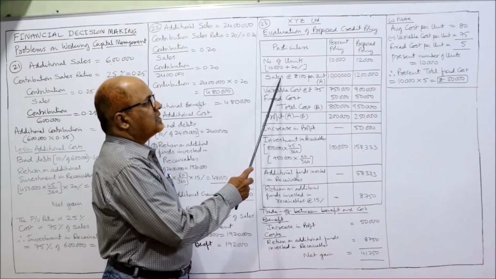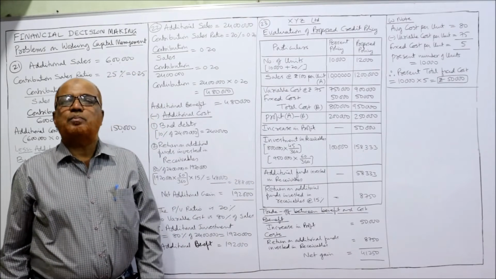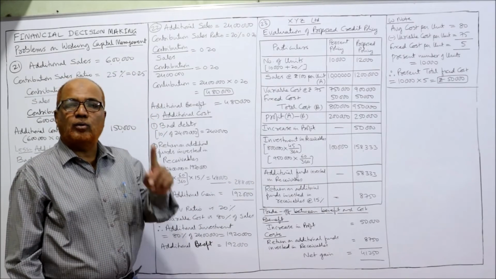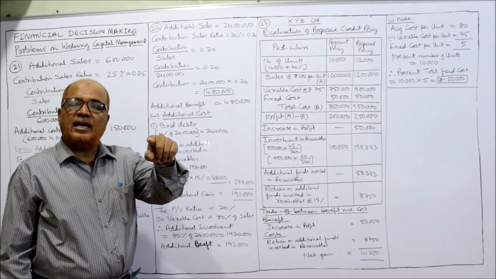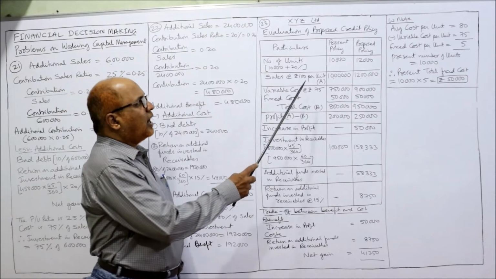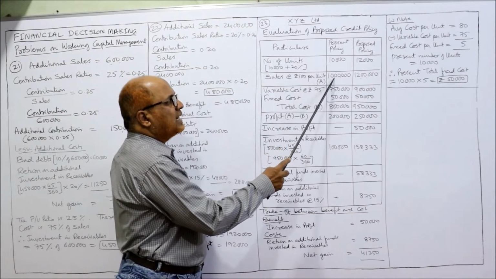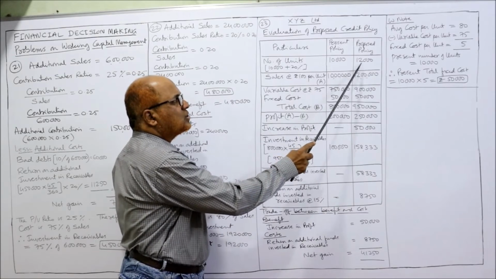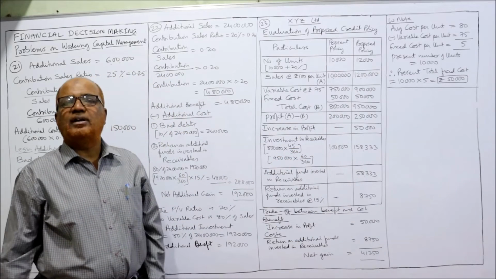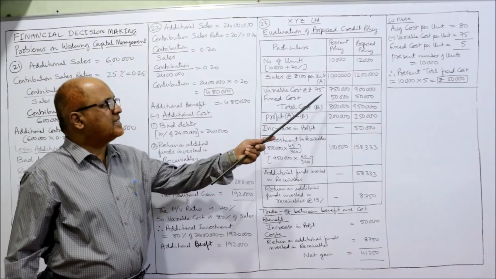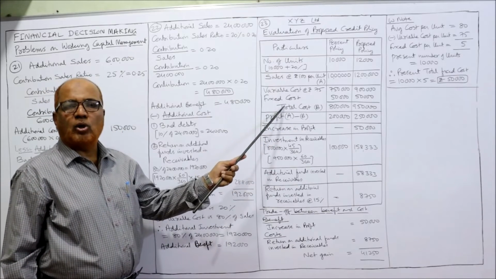Next, sales. The selling price per unit is 100 rupees. So multiply the selling price with the number of units. 100 into 10,000 is 10 lakh. 100 into 12,000 is 12 lakh. That we denote as A. A is the sales.